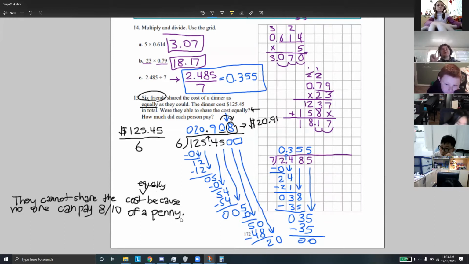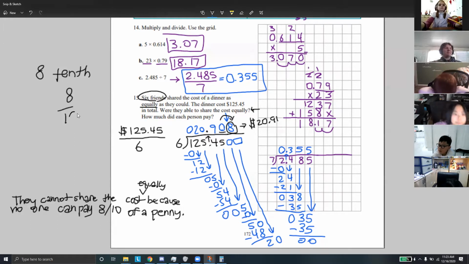Yes, I'd like to purchase one thing with 8 out of 10. Well, 8 out of 10 of a penny, please. I only have 8/10 of a penny. And even when you guys think, if I say 8/10 of a penny, 8/10 means 8 out of 10, right? Okay, so they cannot share because, and then the other question is, how much should each person pay?